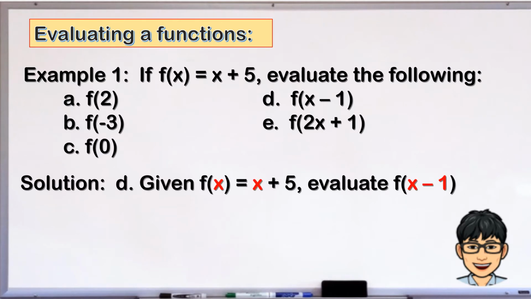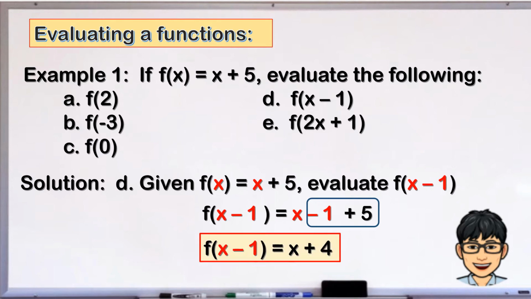For letter D, let us evaluate f of x minus 1. So dito, lahat ng x sa f of x ay gagawin nating x minus 1. Therefore, we have f of x minus 1 equals x minus 1 plus 5. Tapos, lahat ng similar terms ay i-simplify natin, tulad ng negative 1 plus 5. And negative 1 plus 5 is equal to 4. So therefore, f of x minus 1 is equal to x plus 4.